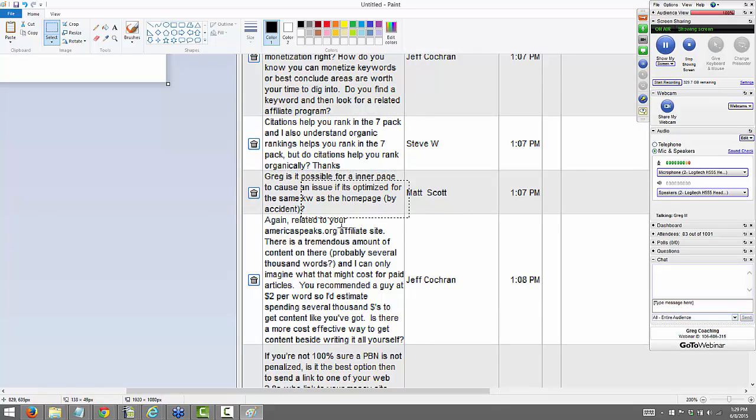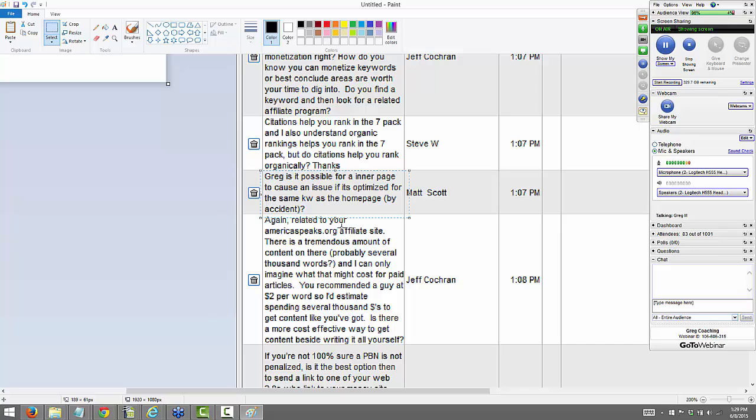From Matt: Is it possible for an inner page to cause an issue if it's optimized for the same keyword as the home page by accident? It depends, I would say. I mean, you could end up having the inner page rank instead.